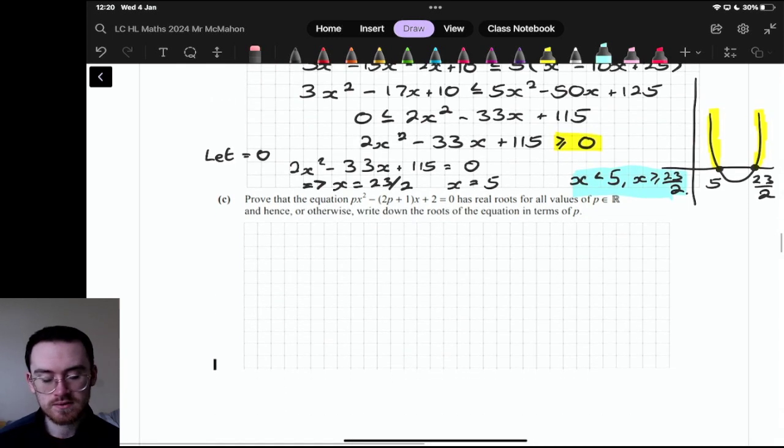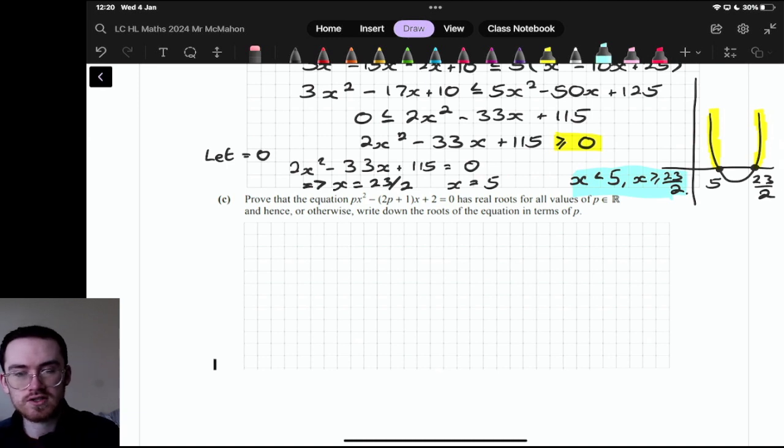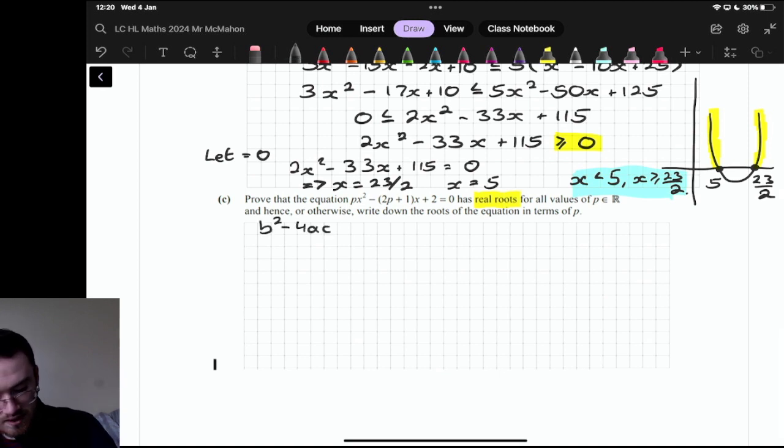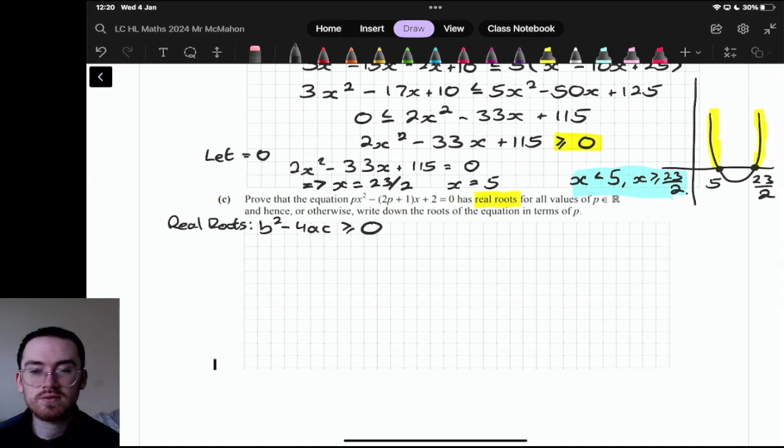The last part of this question asks us to prove that the equation has real roots and, hence or otherwise, write down the roots. So let's focus on the first bit first. We need to prove that it has real roots. We should remember that real roots means b squared minus 4ac is going to be greater than or equal to 0. So that's for real roots, greater than or equal to 0.